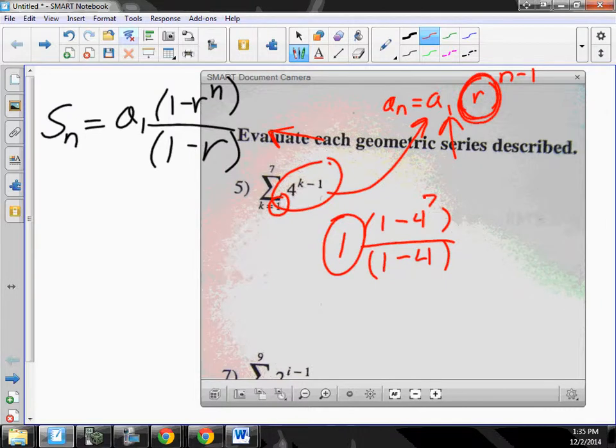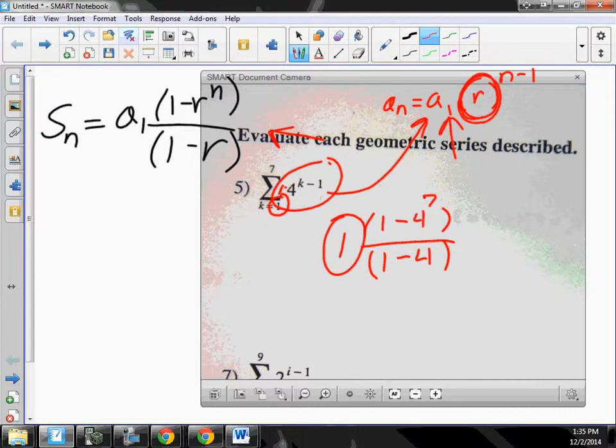So it's really 1 times 4 to the k minus 1. So in the arithmetic formula, we had to plug in 1 to calculate a sub 1. We had to plug in n to calculate a sub n. And in this case, they're both given in the equation.